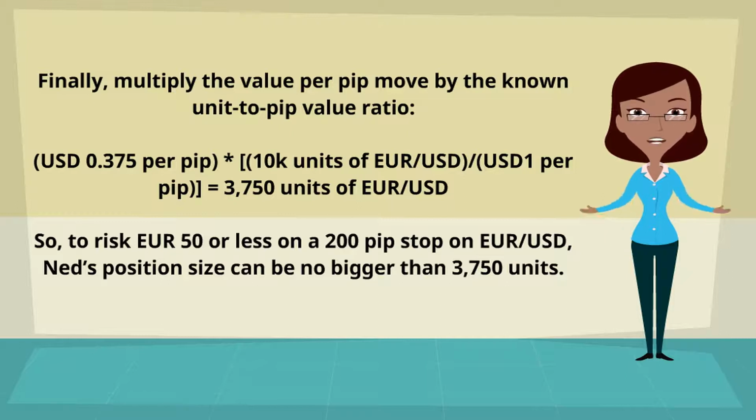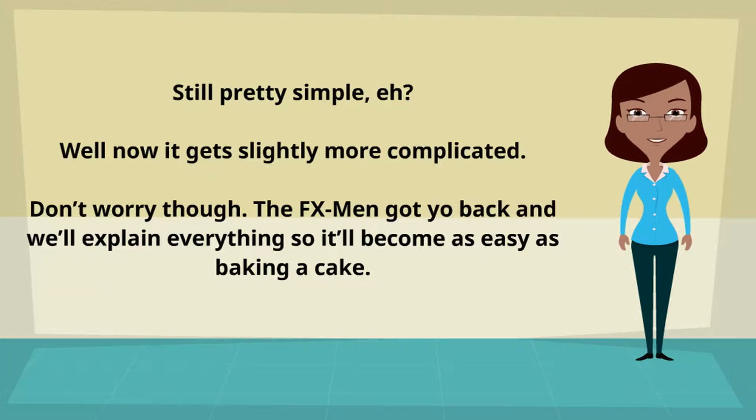0.375 US dollars per pip, multiply by 10k units of euro to US dollar, divided by 1 US dollar per pip, equals 3,750 units of euro to US dollar. So, to risk 50 euros or less on a 200 pip stop on euro to US dollar, Ned's position size can be no bigger than 3,750 units. Still pretty simple, eh? Well, now it gets slightly more complicated.